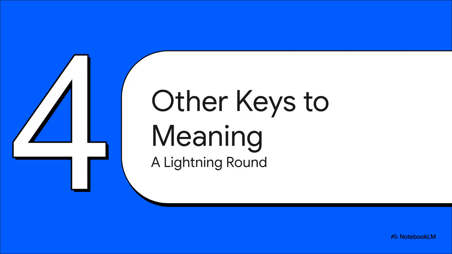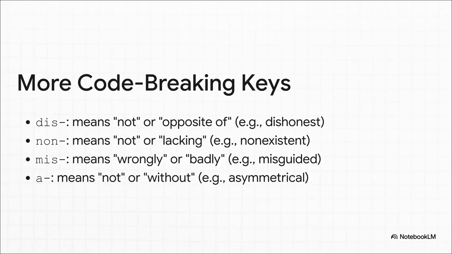All right, nice. You've got the master key. You've met the shapeshifters. So now let's do a quick lightning round to fill out the rest of your codebook with a few other really important keys. Okay, here are a few more you'll see all the time. Dis and non are pretty similar to what we've already seen. They usually mean not or lacking, like in dishonest or non-existent. Now, mis is a little different. It means something was done wrongly or badly, like if you were misguided. And finally, you've got a, which often comes from Greek, and it means without, like in asymmetrical, which means without symmetry.